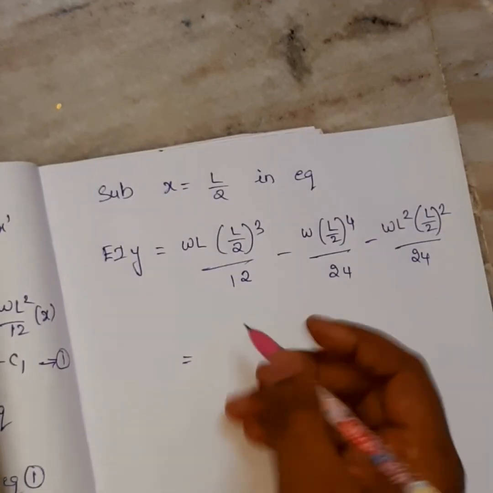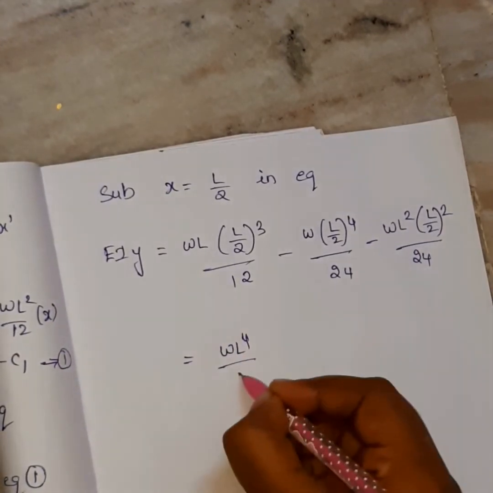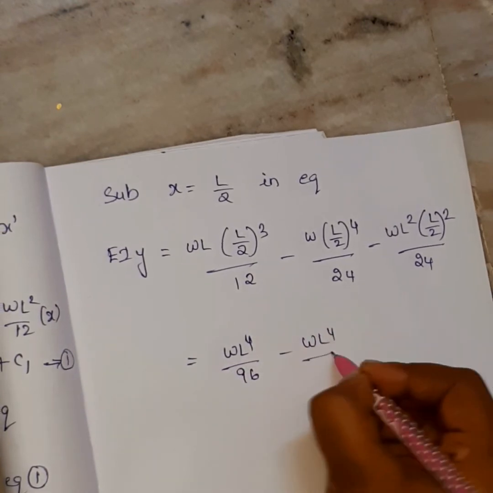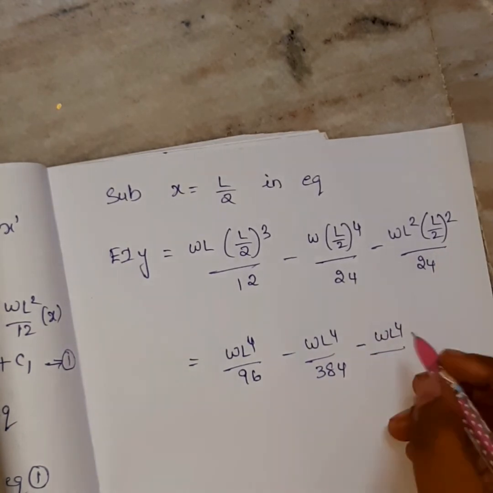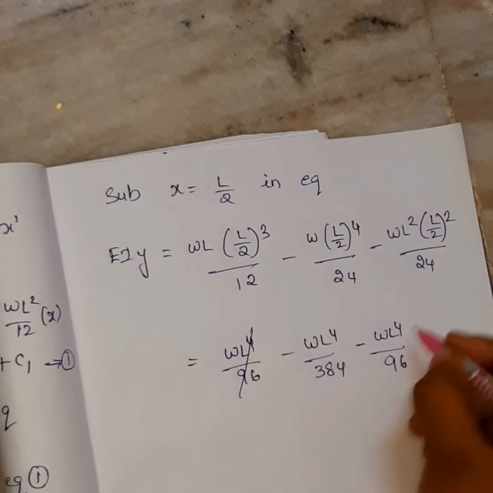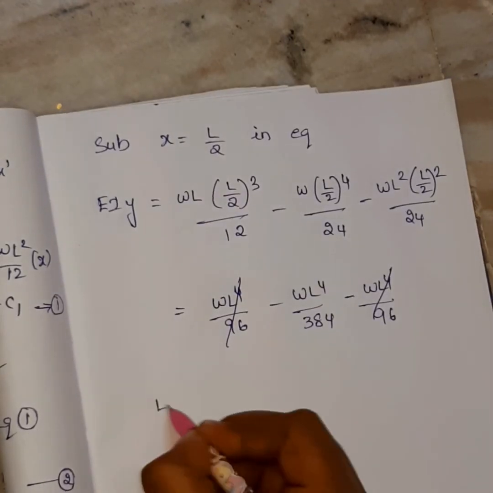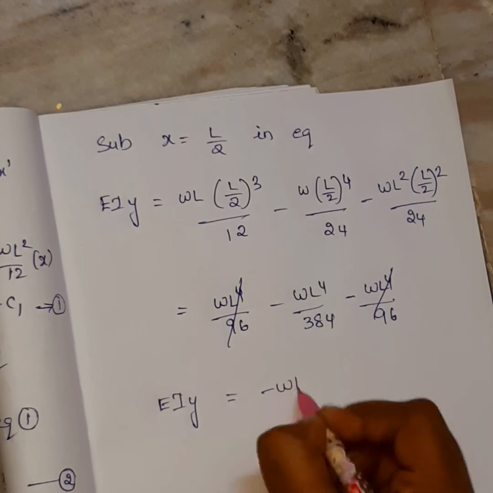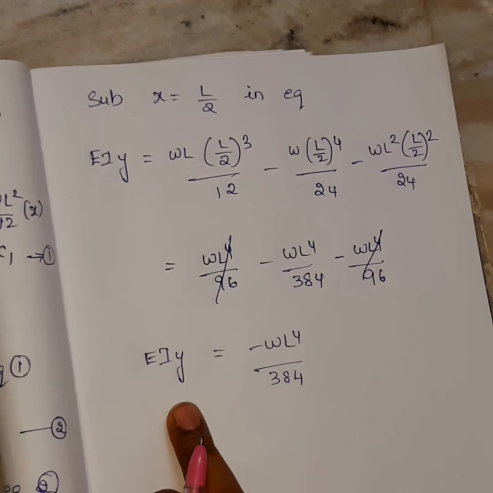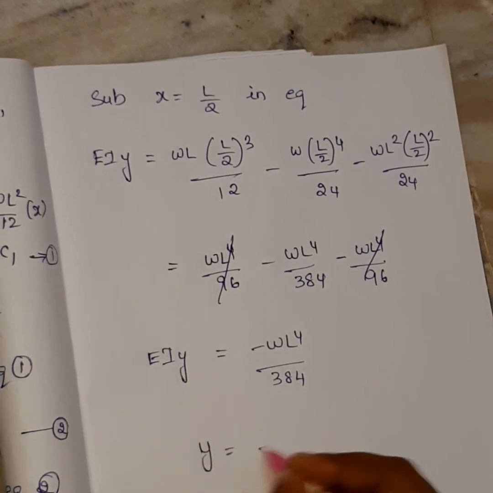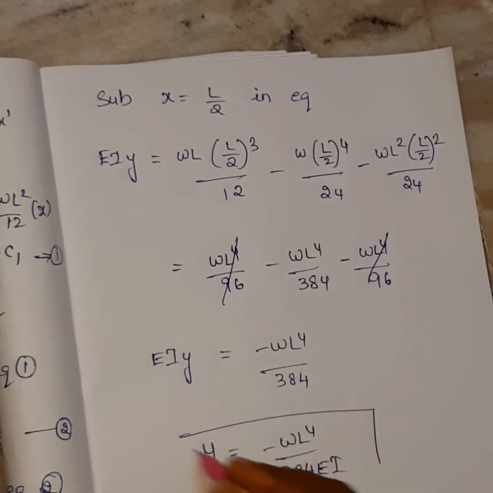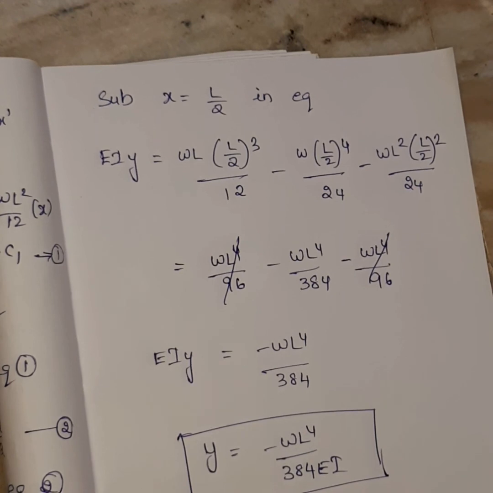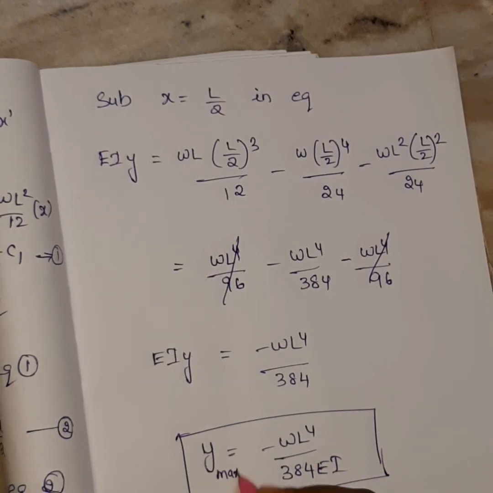So on doing calculation I will get WL power 4 by 96 minus WL power 4 by 384 minus WL power 4 by 96. So these two I am cancelling so that I will get minus WL power 4 by 384. I need to calculate only the maximum deflection. So y is equal to minus WL power 4 by 384 EI. This is the maximum deflection formula. You should clearly remember this equation.